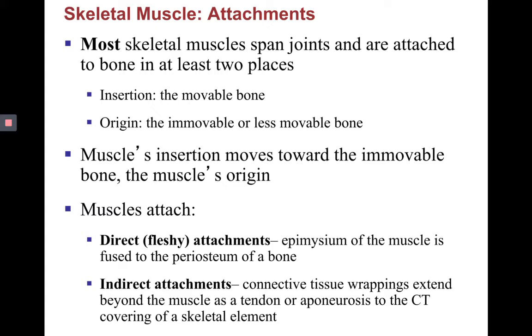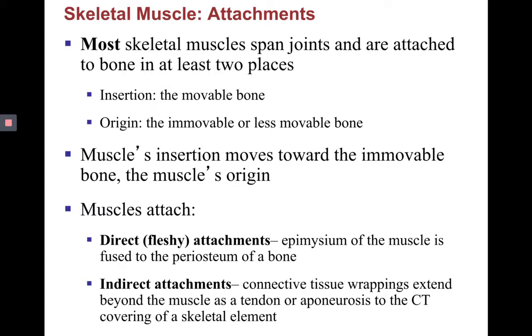A great example to remember insertion or origin is to think of a bicep curl. Your bicep brachii is attached to your radius and your scapula. When you do a bicep curl, your forearm moves, but your shoulder blade either doesn't move or moves less, meaning that the attachment of the bicep brachii muscle to the scapula is its origin, and the insertion for the bicep brachii muscle is on the radius.